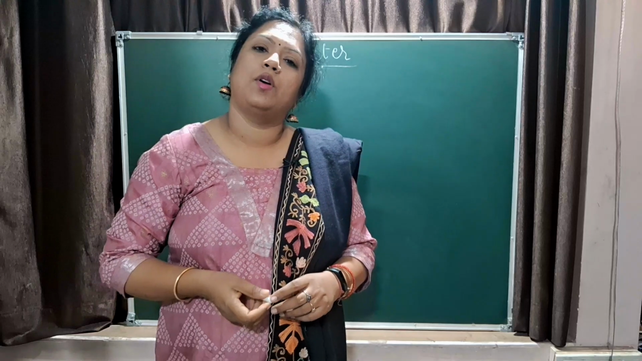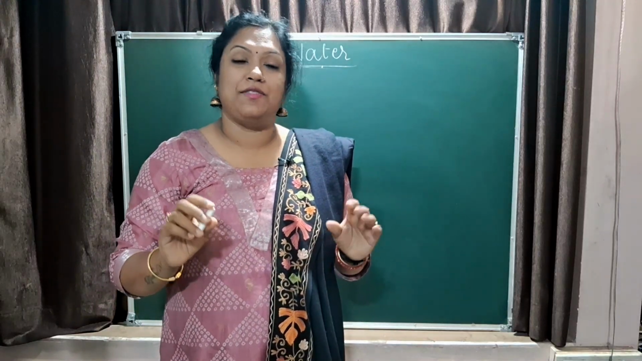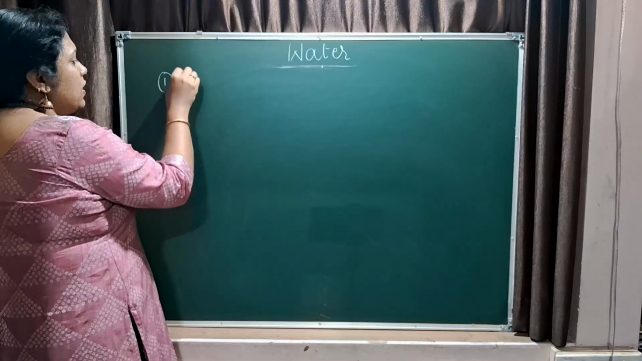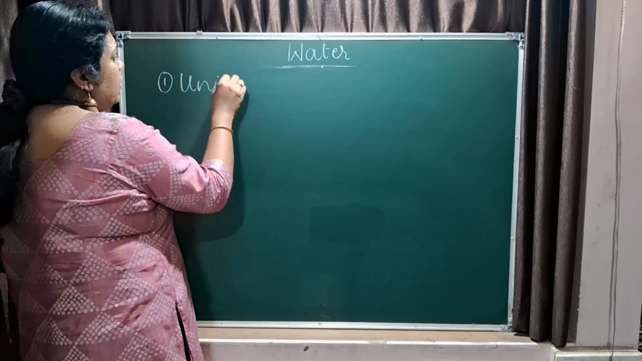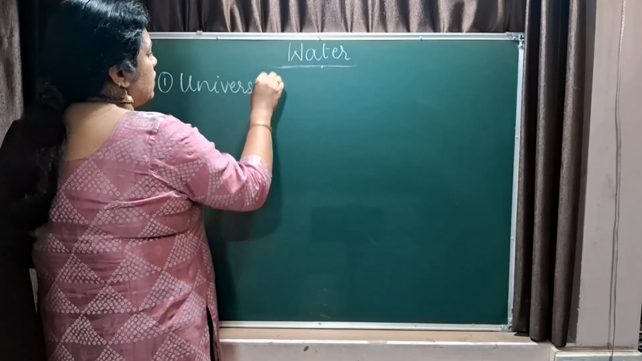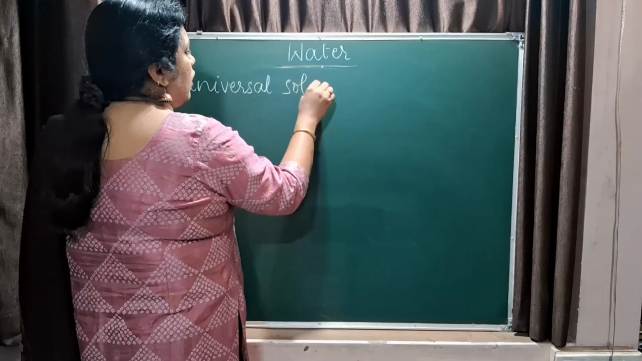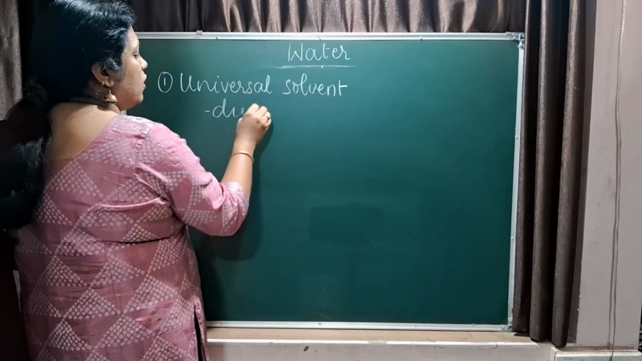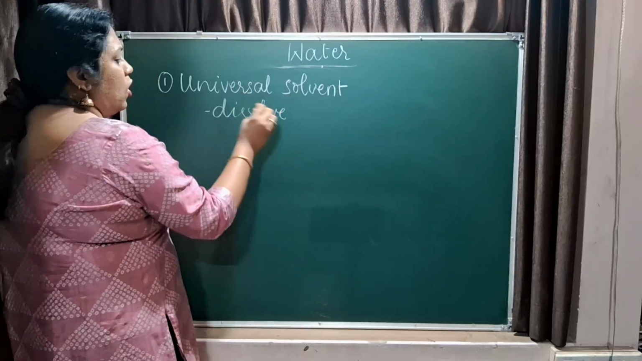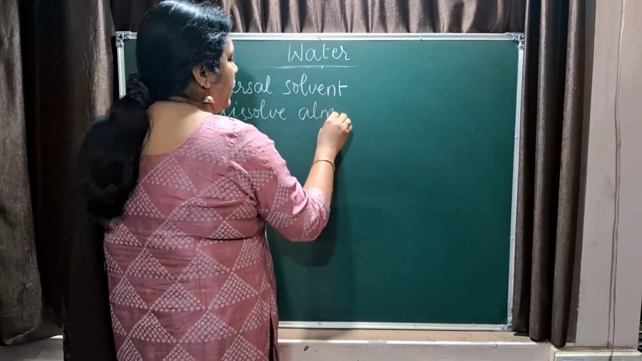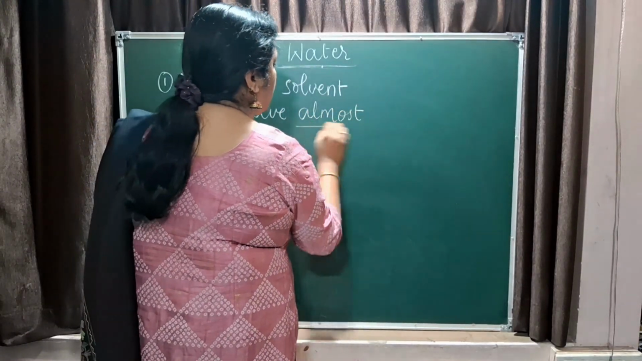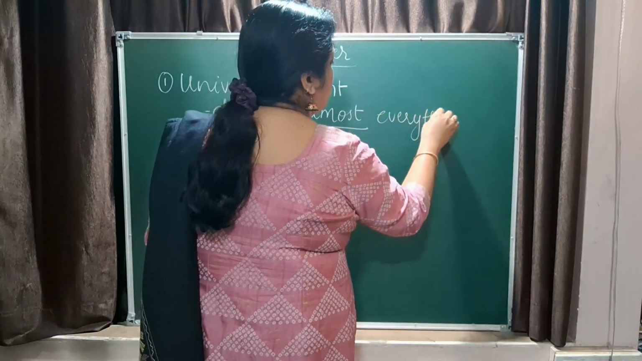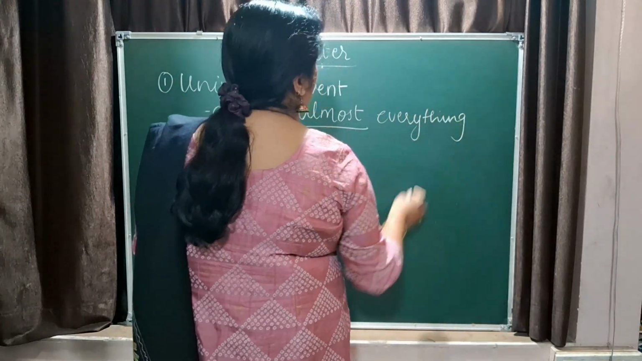The next topic of water is that water has certain specific properties. The first property of water is that it is a universal solvent. Universal solvent means it can dissolve almost everything. That is why it is called a universal solvent.